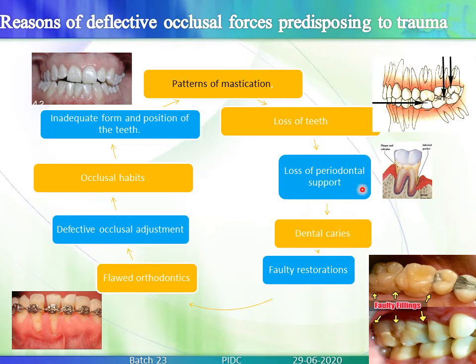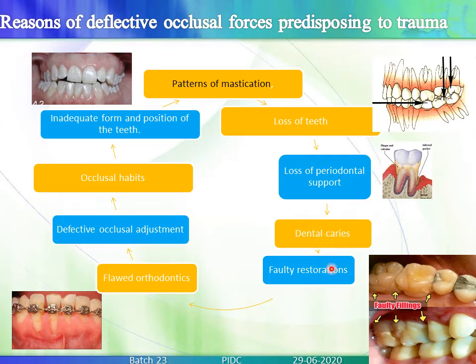Next, coming on to the loss of periodontal support. In this case, if the tooth has no proper periodontal bone support, naturally the normal occlusal forces which the tooth is receiving would make it drift or migrate to one side.